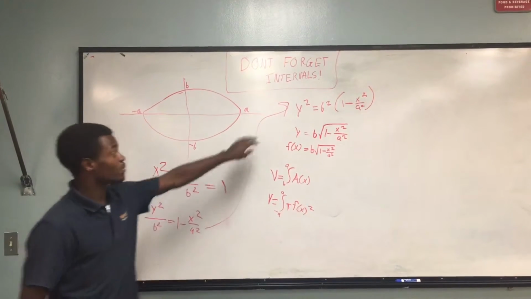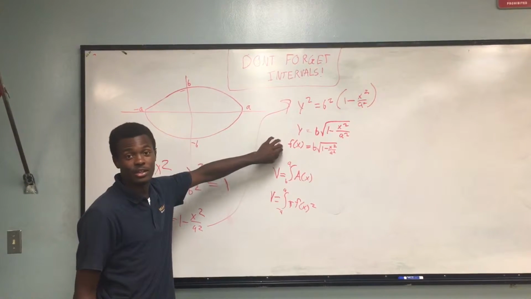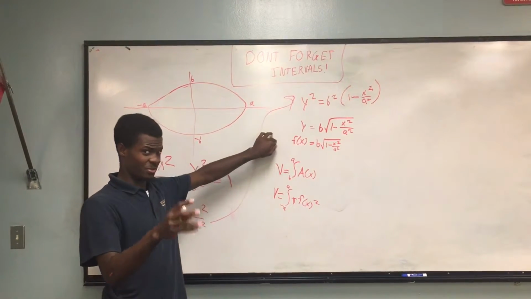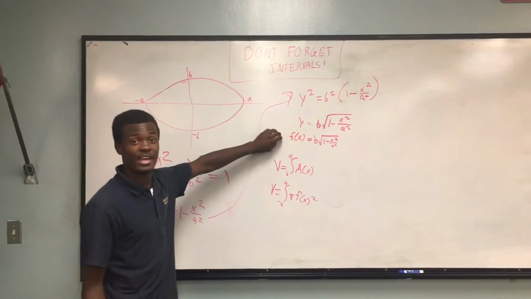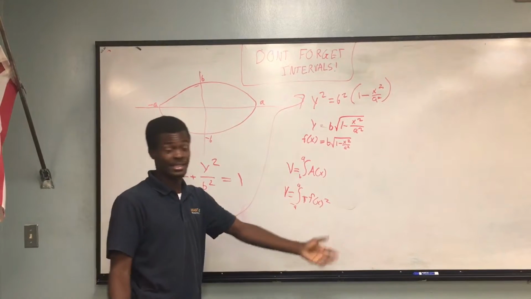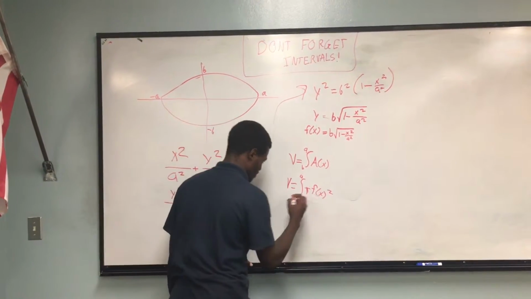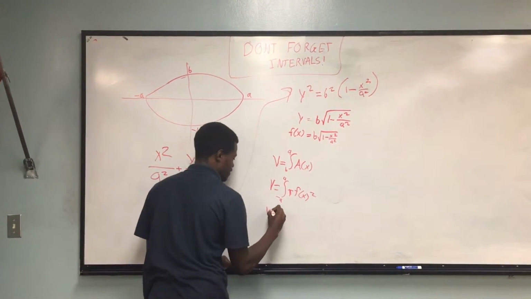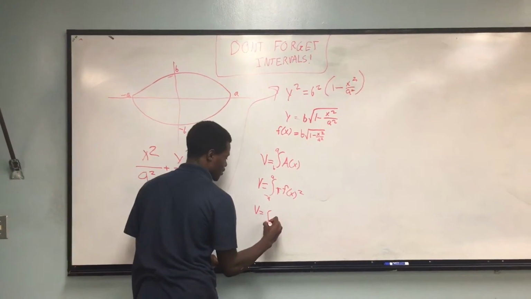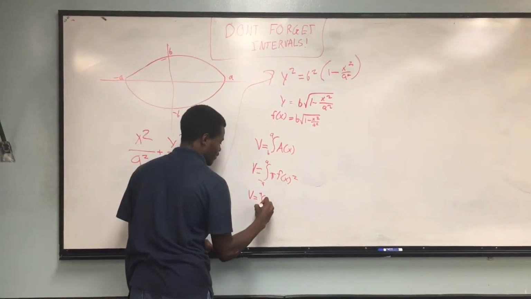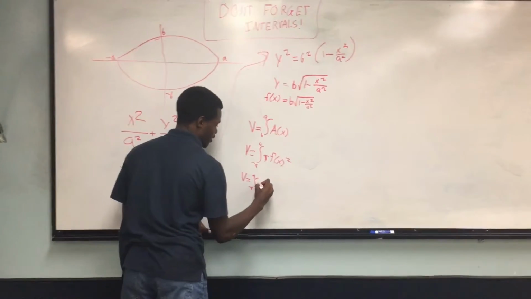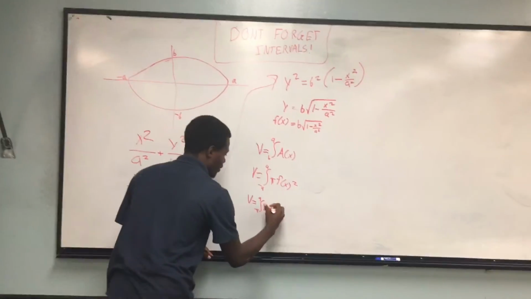Now, we solved for f of x already. That is a difference between the slicing method and this method. We already have what the area formula is. So we're going to plug that in. That gives us V is equal to the integral from negative a to a of pi, we're going to plug that in, pi.